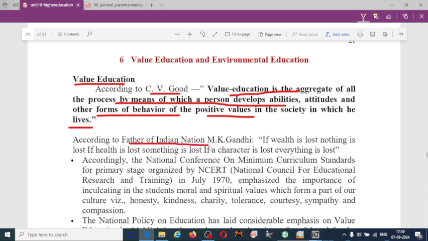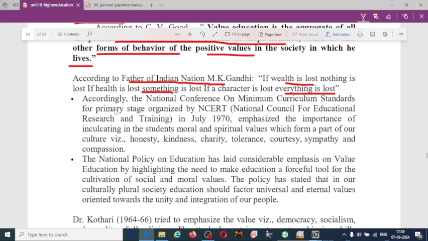According to the father of the Indian nation, M.K. Gandhi, if wealth is lost, nothing is lost. If health is lost, something is lost. If character is lost, everything is lost. So this is how he has defined value education.